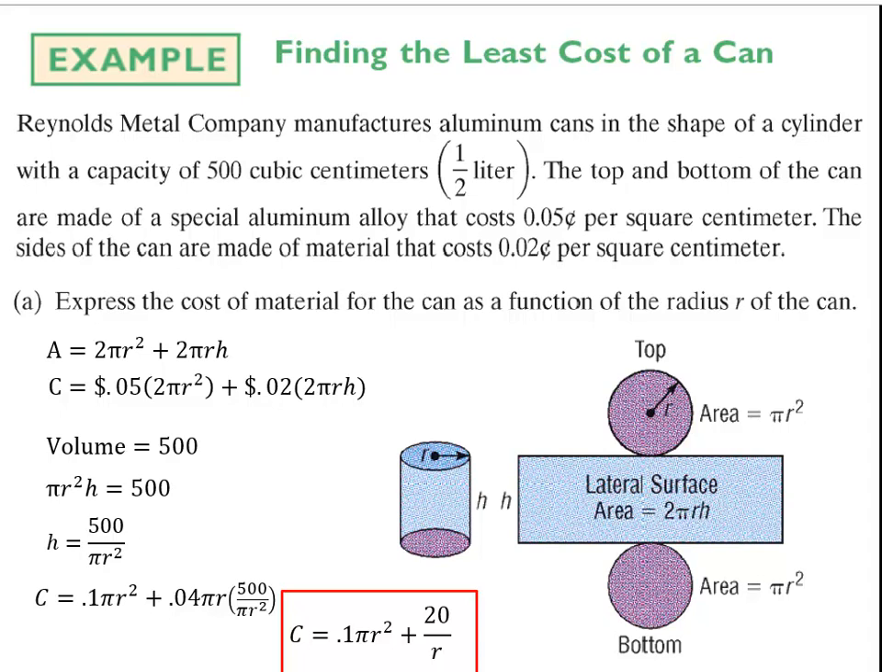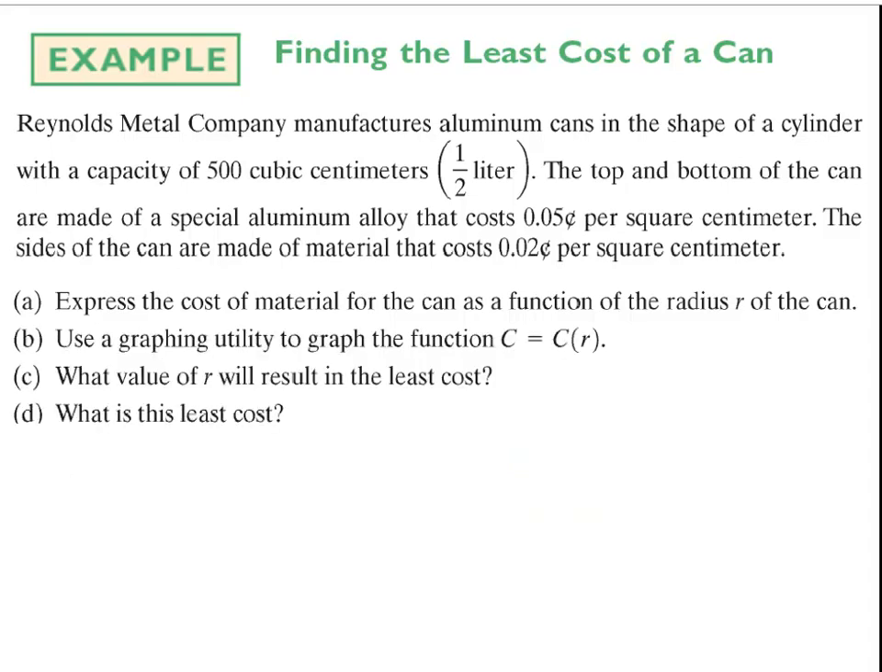Now, there was a part B, a C, and a D to this question. Part B was to graph that cost equation. Part C was to find the minimum cost. So let's do that on the next slide. I'm going to take my cost equation and graph it. So here's my cost equation. And keep in mind, if I'm plugging in my calculator, I'm using y's and x's. And probably on Desmos, I'm going to use y's and x's as well.